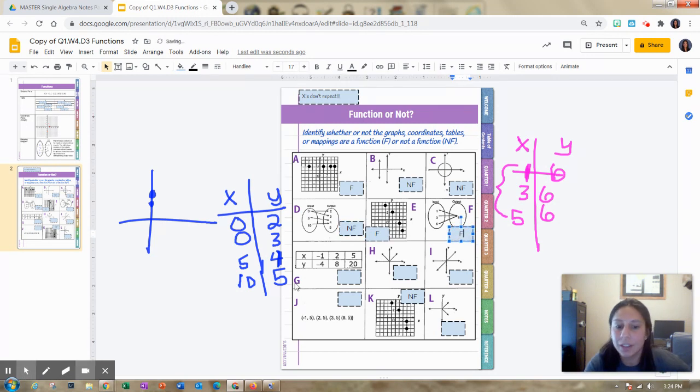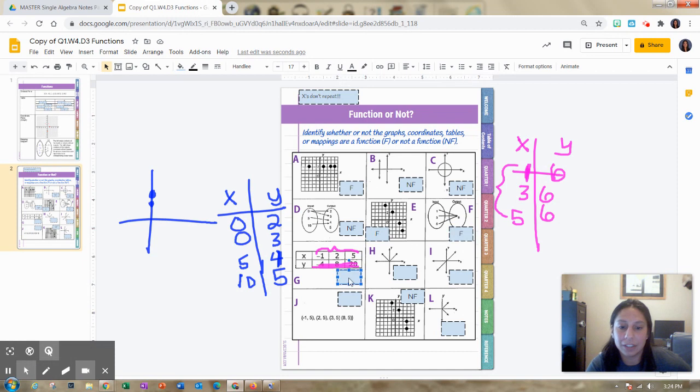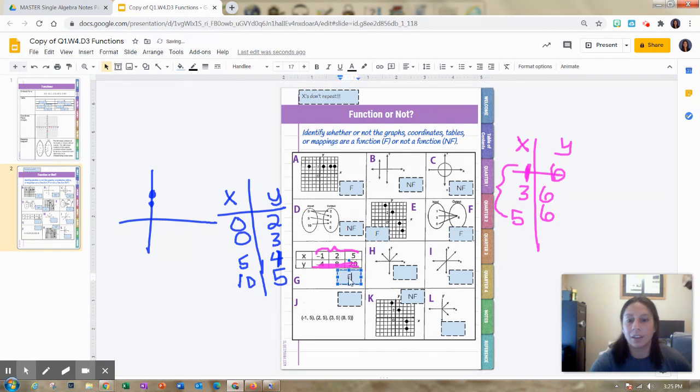So I'm going to put F is a function. G, -1, 2, and 5. Again, I only care about the x's. Don't let the y's confuse you. So I really don't need those y values there. I just need the x's. My goal is to see, are these all different numbers? Yes. So because they're all different, this is a function. Okay, let's go to H.